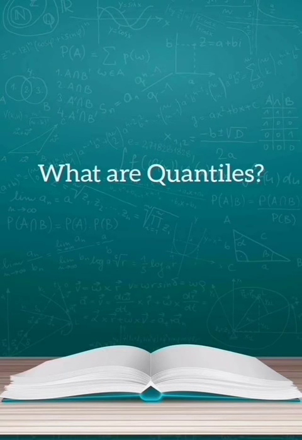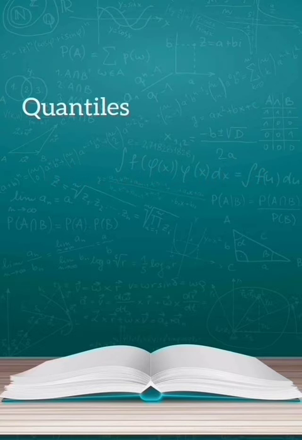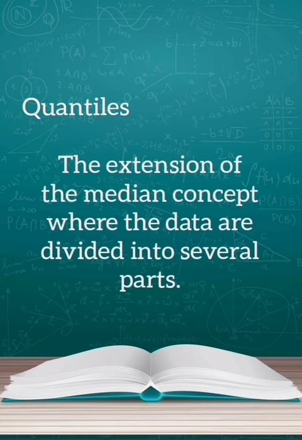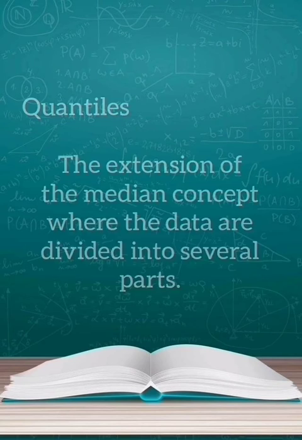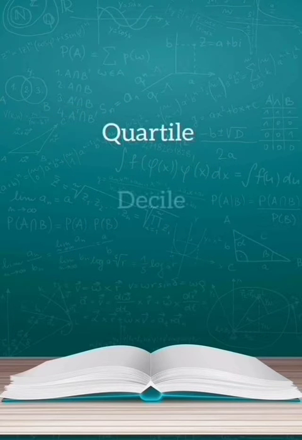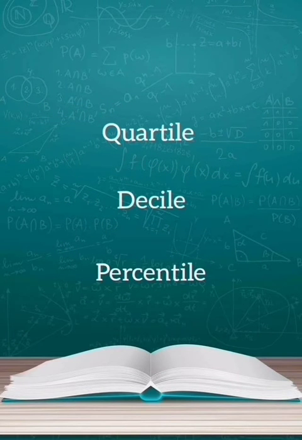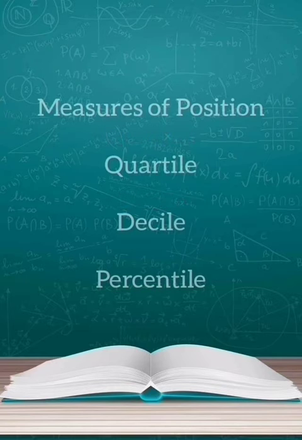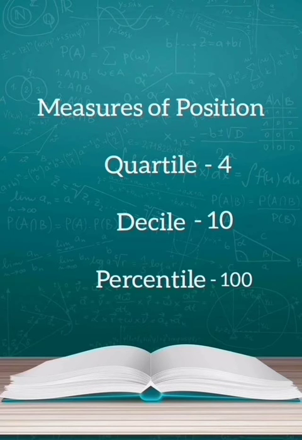What are quantiles? The extension of the median concept where the data are divided into several parts: the quartile, decile, and percentile. These are the measures of position where the dataset is divided into 4, 10, and 100 parts respectively.